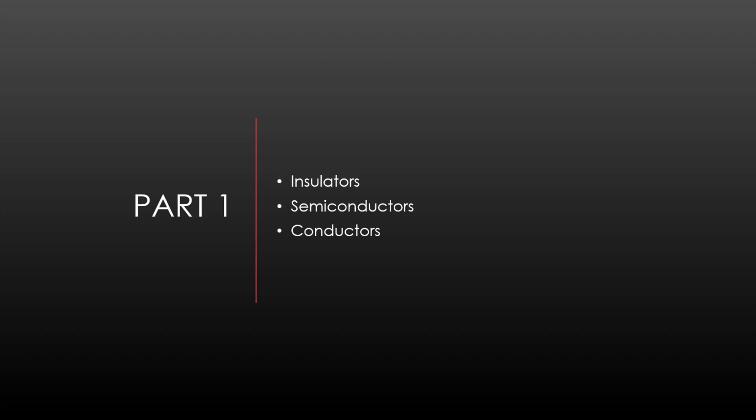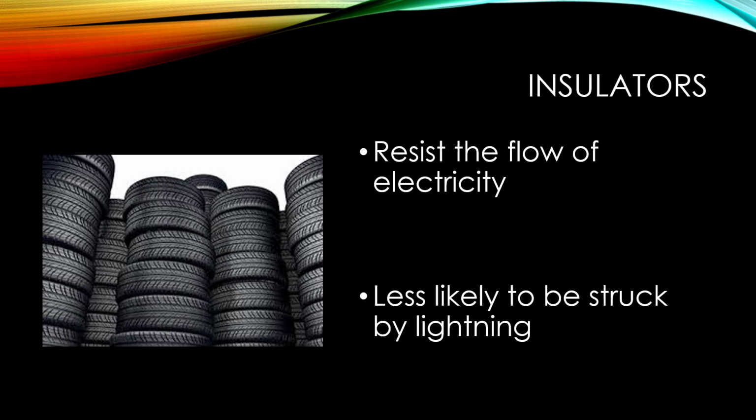Part one covers insulators, semiconductors, and conductors, where I'll be describing them as if to a 7-year-old. Insulators are pretty simple. Insulators resist electricity from flowing through them, such as rubber, which is a very good example of an insulator.